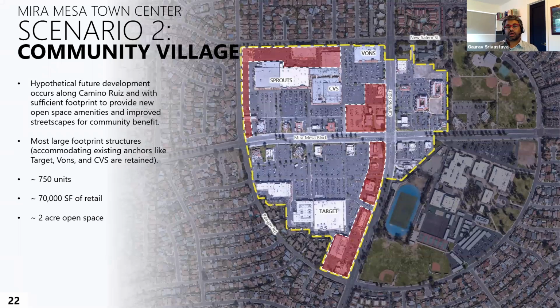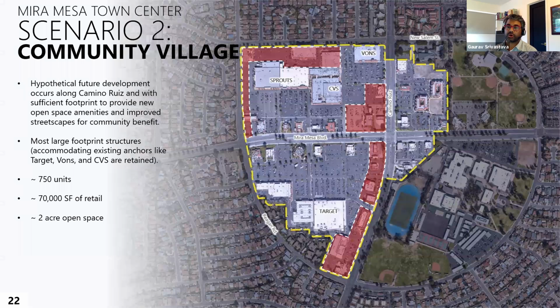Moving on to our second scenario, which we're referring to as a community village. This builds off the first scenario, and goes beyond. In this case, the existing zoning would be modified to require future developments to provide open space and other amenities so that it changes from an auto-centric development to one that is able to accommodate places and amenities for both the visitors to the shopping center, but also future residents.